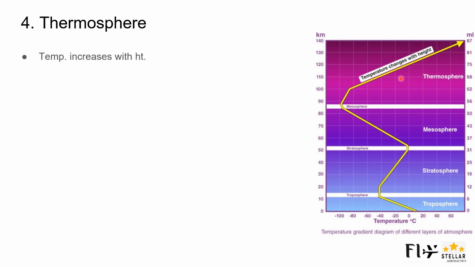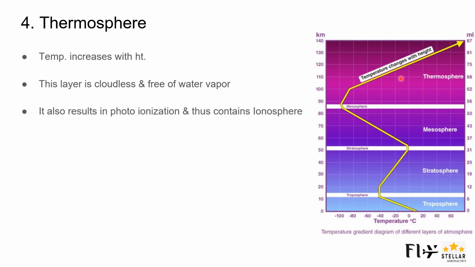Temperature increases with height due to absorption of high energy X-rays and UV radiation of the sun, which causes the few particles present to heat up considerably. This layer is cloudless and free of water vapor. Thermo means heat, and it can reach up to 2000 degrees Celsius. It also results in photoionization and thus contains ionosphere.